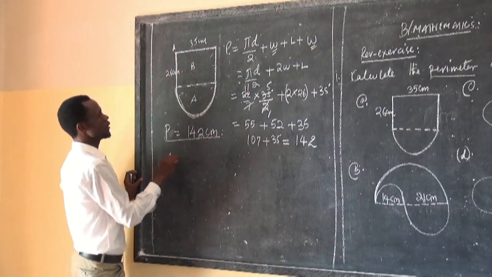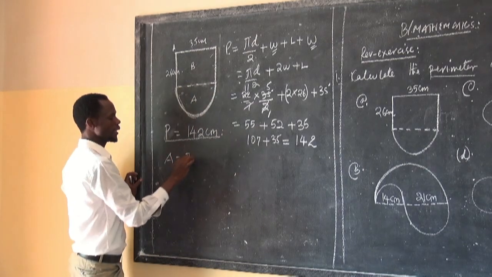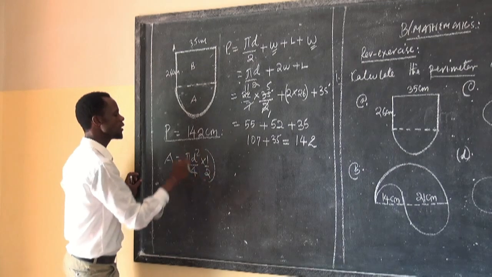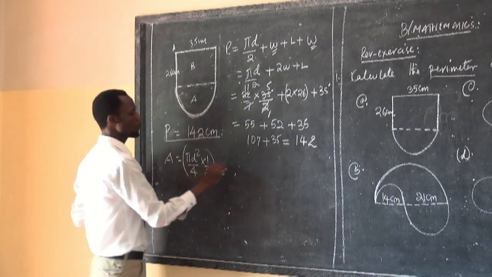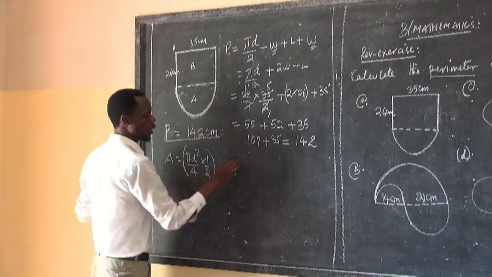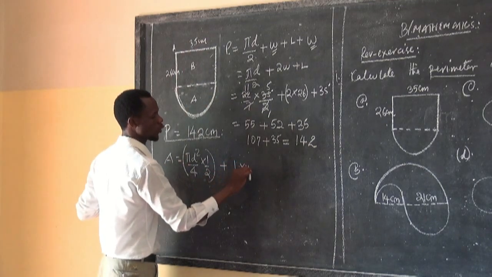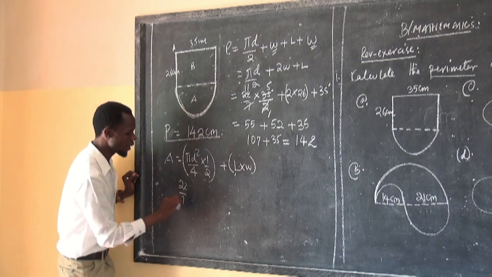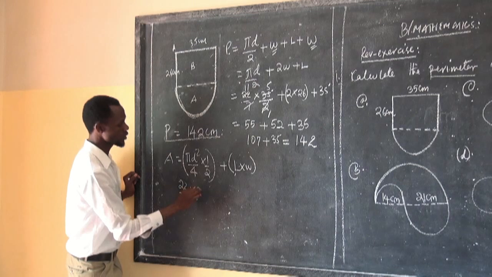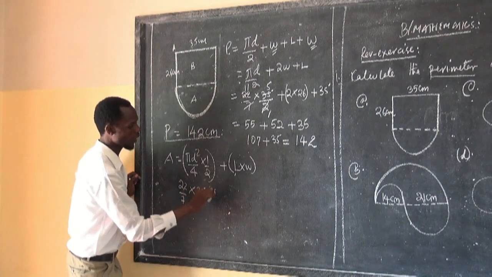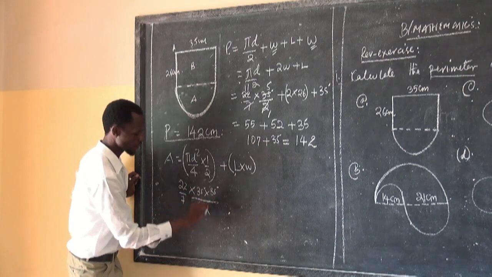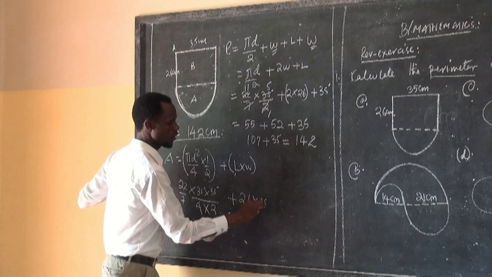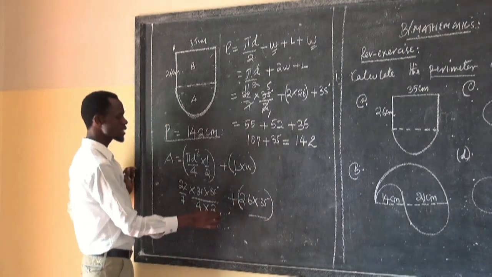Now the area is equal to pi d squared over 4 times 1 over 2. That is the area of the semicircle. Then plus the area of the rectangle, which is equal to length times width. So this is what you would have written. Now pi is equal to 22 over 7 times the diameter, which is 35, times 35 again, over 4 times 2. Then plus 26 times 35. So this is the area of the rectangle and this is the area of the semicircle.